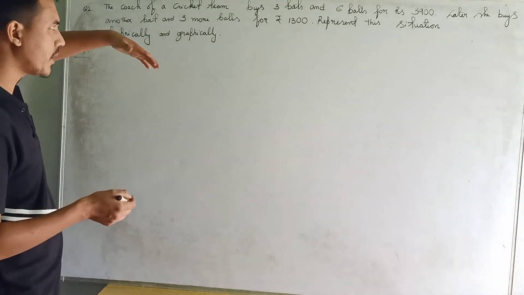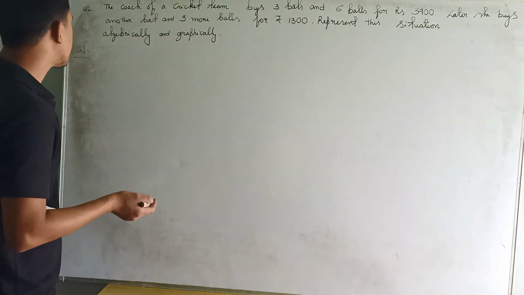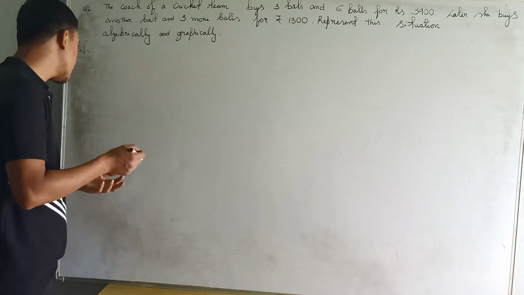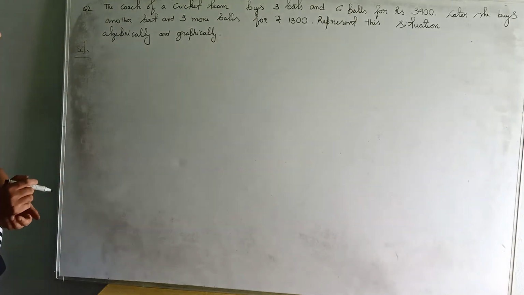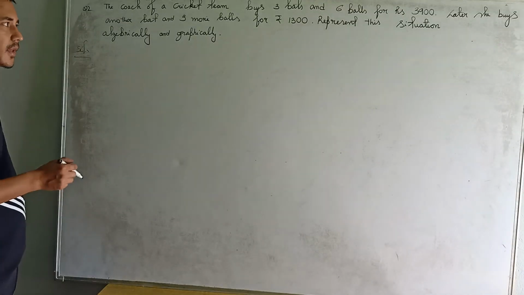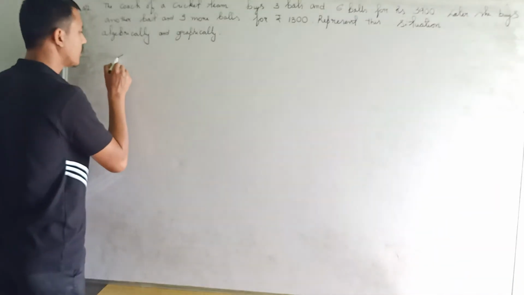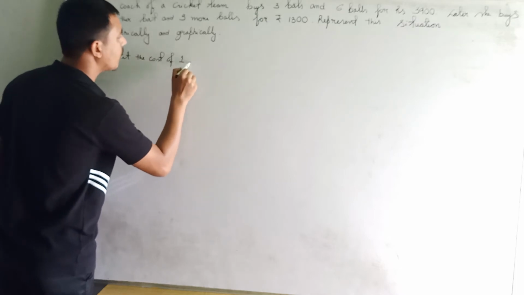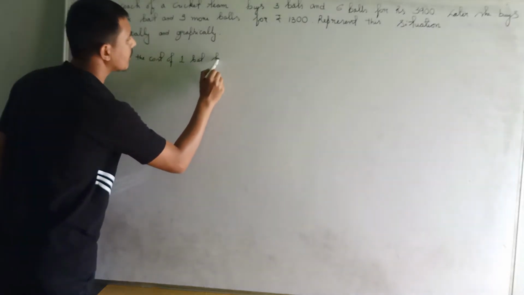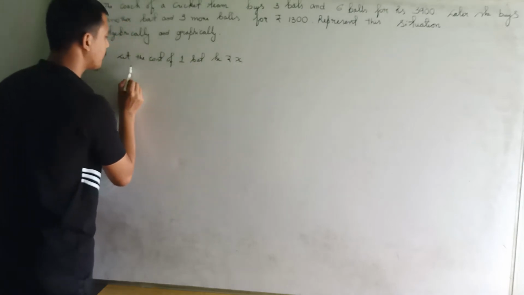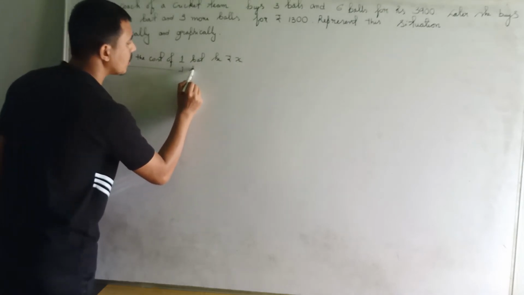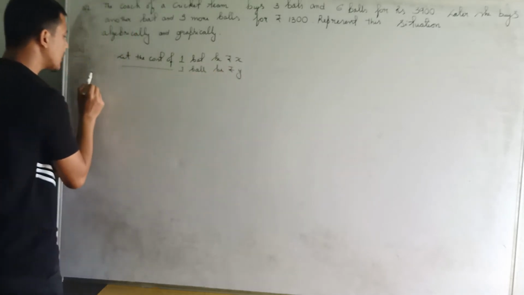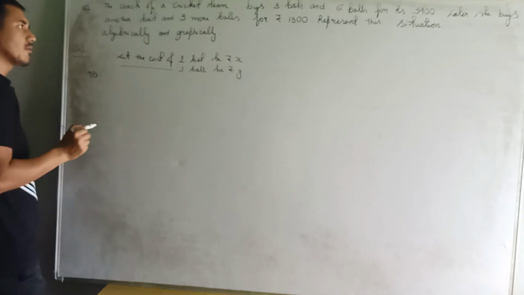See, in the first case she buys 3 bats, 6 balls. Next time again she buys 1 bat, 3 more balls for this much price. We do not know what is the cost of 1 bat and the cost of 1 ball. So we can take that to be x and y. So let the cost of 1 bat be rupees x and the cost of 1 ball be rupees y, right?